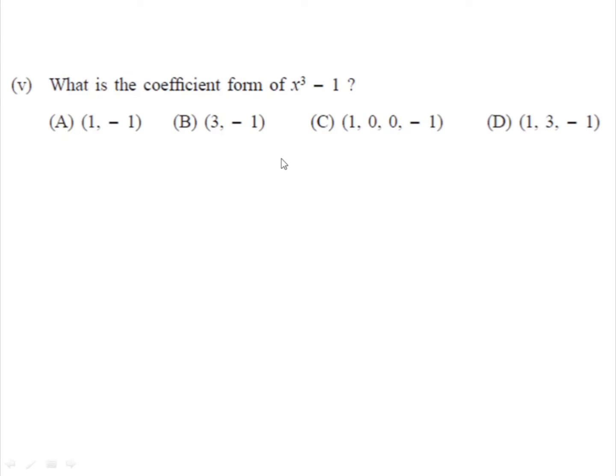Next question is, what is the coefficient form of x cube minus 1? So to have the coefficient form of this polynomial, that is x cube minus 1, we have to write this expression in the coefficient form. For that we have to write this polynomial firstly in the standard form.